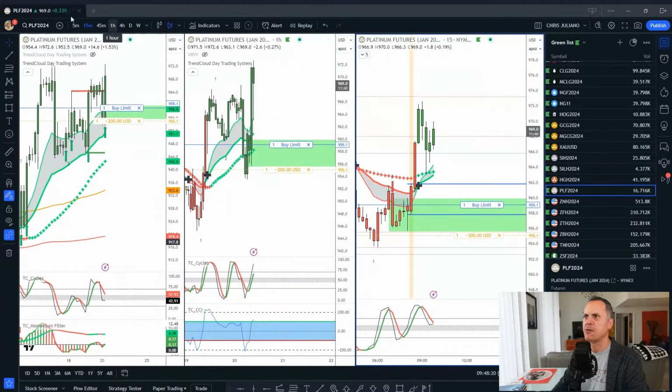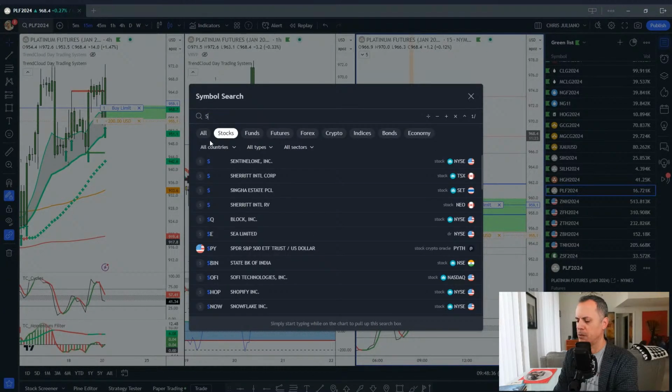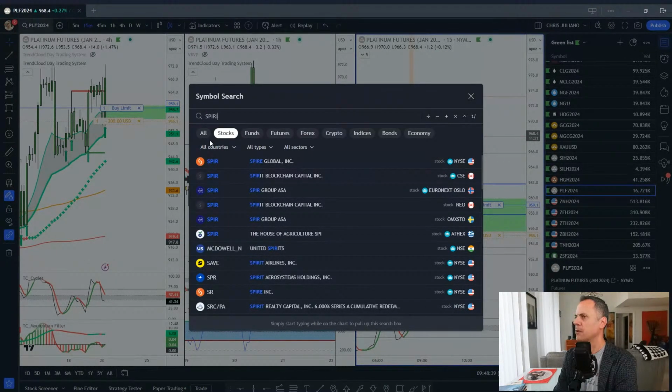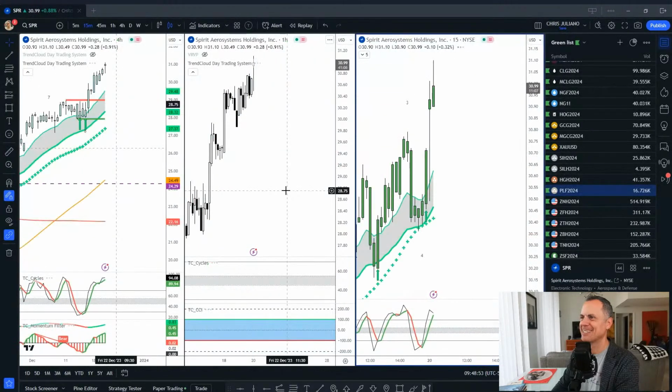Spirit Aerosystems. Let's take a look at a stock. Hitch wants to take a look at a stock here. Let's check it out, man. Is this something you're buying, Hitch? Are you trying to accumulate this sucker? Spirit Aerosystems. This isn't one of your South African stocks, is it? SPR? There it is, baby. All right.